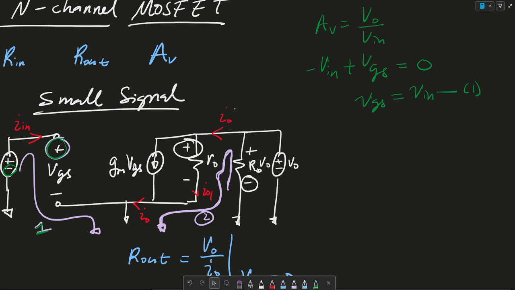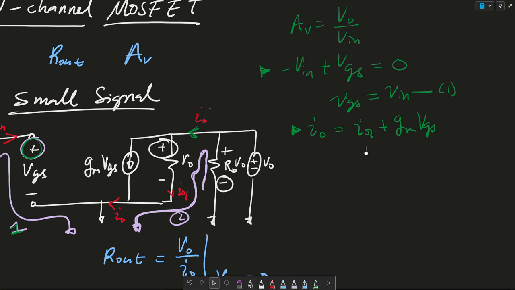I can do a KCL with my output currents. So let's do an arrow here, an arrow here. So IO is equal to IO1 plus GM VGS. And then let's solve for IO1, which is equal to IO minus GM VGS. This is my second equation.